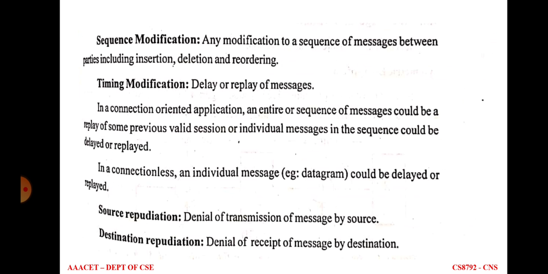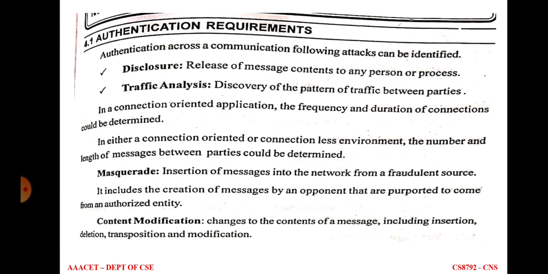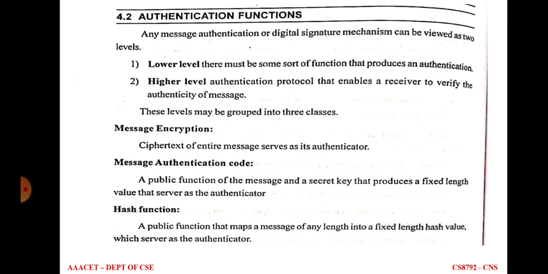Source repudiation is the denial of transmission of a message by the source, and destination repudiation is the denial of receipt of a message by the destination. So these are some of the attacks to be identified during communication, and these are the reasons for going for authentication. In authentication there are two levels, a lower level and a higher level. In lower level authentication, we can perform some functions which produce an authentication, but higher level authentication enables the receiver to verify the authenticity of the particular message sent by the sender.